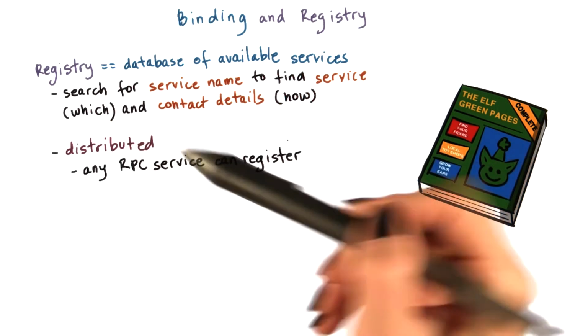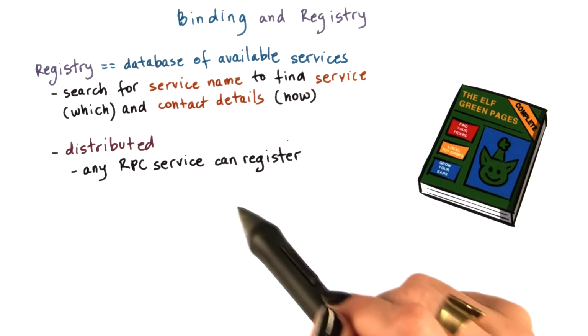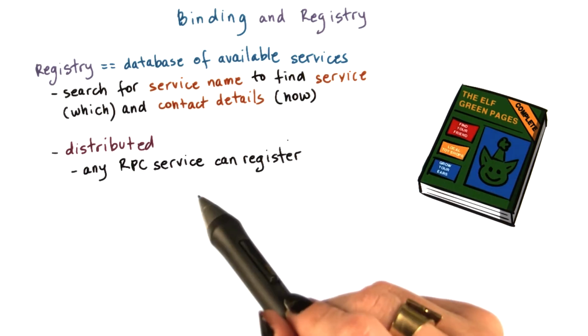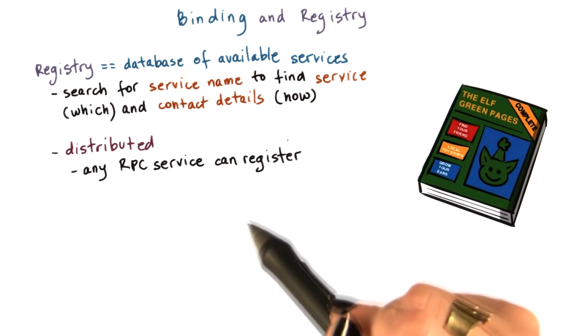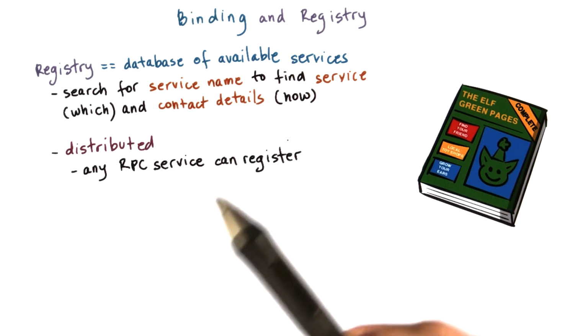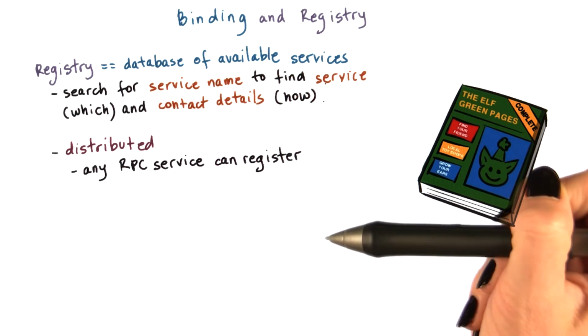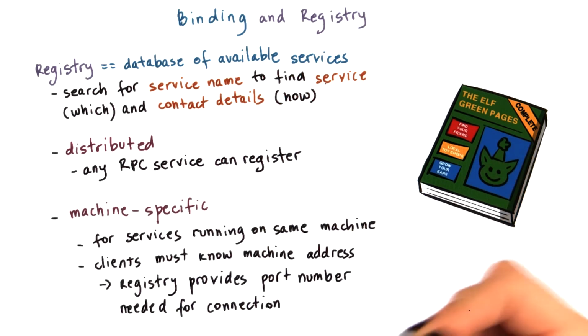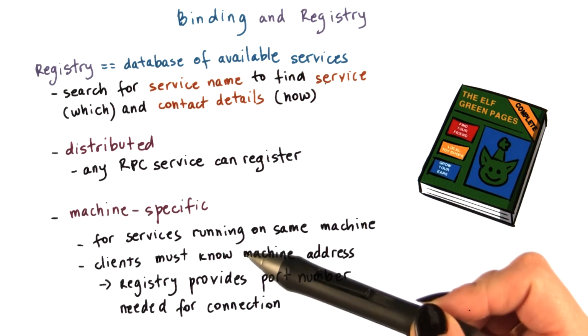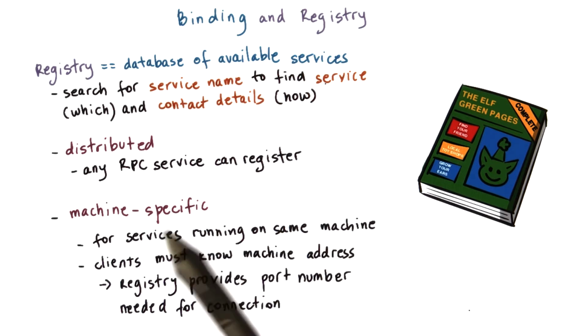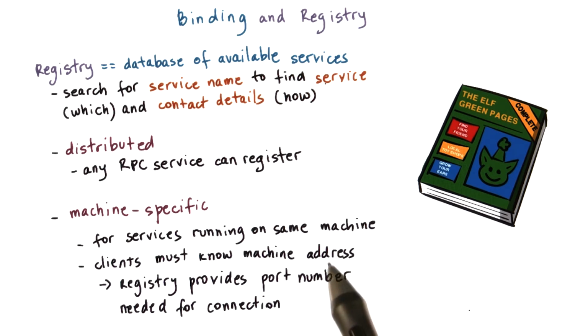At one extreme, this registry can be some distributed online service, maybe called something like rpcregistry.com, that any RPC server can register with. And the clients then have a well-known contact point how they can find information regarding the services they need. At the other extreme, the registry can be a dedicated process that runs on every single server machine and knows only about those services that run on that particular machine.